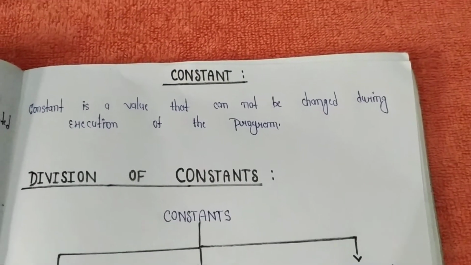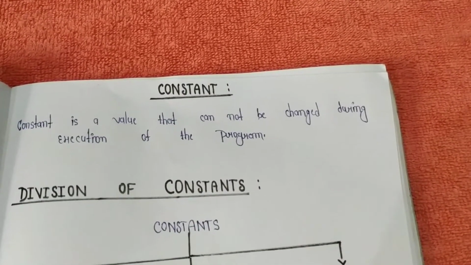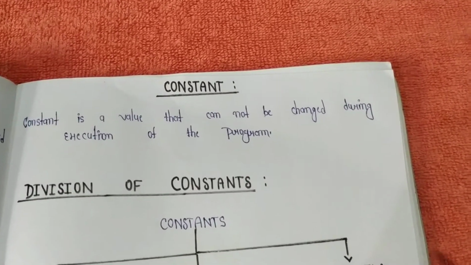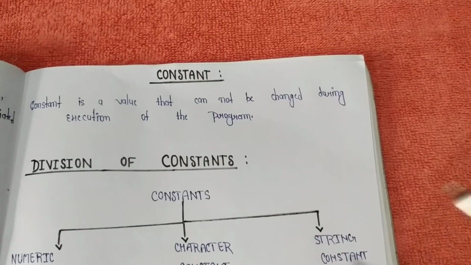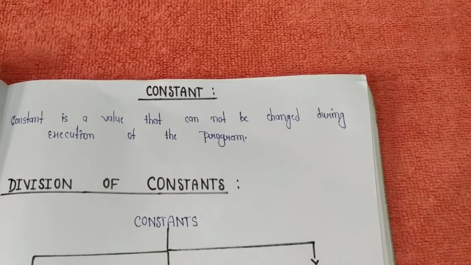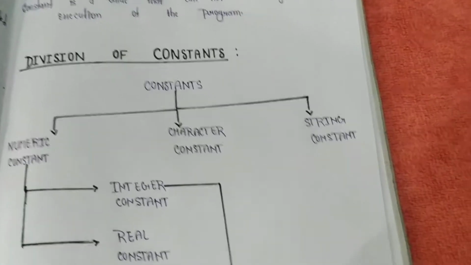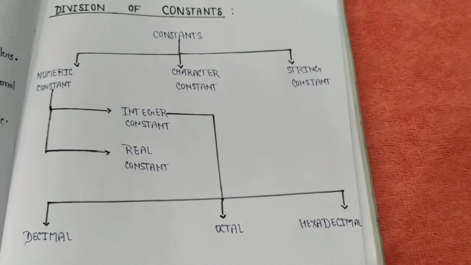Clear? In other words, constants are data values that never change their values during program execution. So you can state the definition of constant in your own words, but the same thing: it cannot be changed. Okay, clear? Now we will see the division of constants.